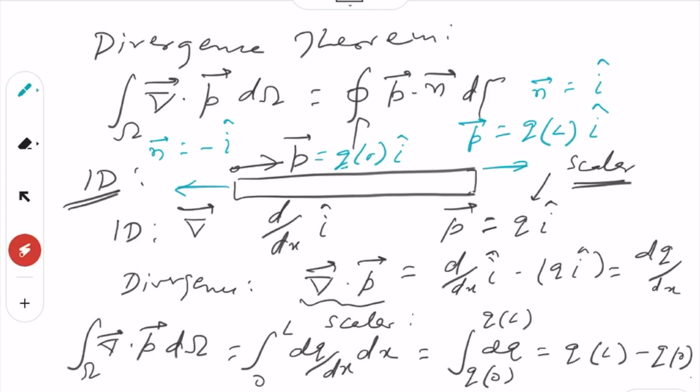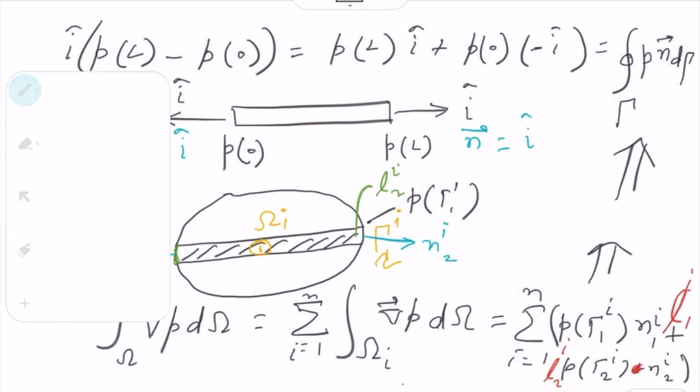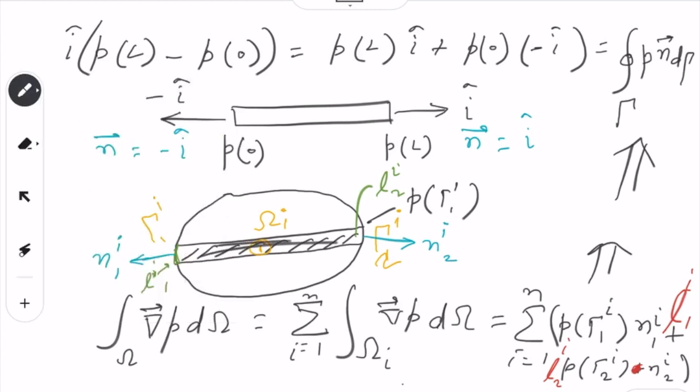So at L, p dot n gives you just q at L, and at 0, p dot n gives you minus q at 0. So basically what you are getting is nothing but this, simply, right. It follows in 1D. You can give the same argument as before: you can divide the whole 2D domain into strips, and finally do the same logic to get the same thing.